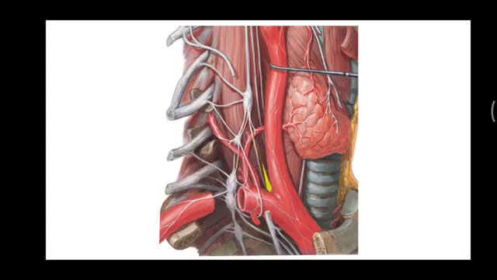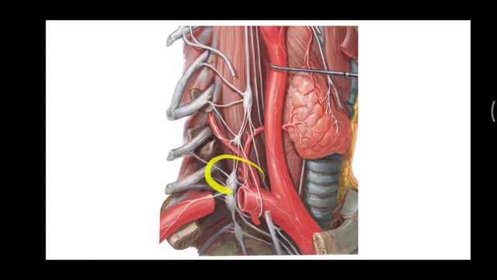Now you can see another branch arising from the middle cervical ganglion medially, that is the cardiac branch of the middle cervical ganglion. They form the deep cardiac plexus, similar to the right cardiac branch of the superior cervical ganglion. Lastly, we are going to see the inferior cervical ganglion, that is this region.